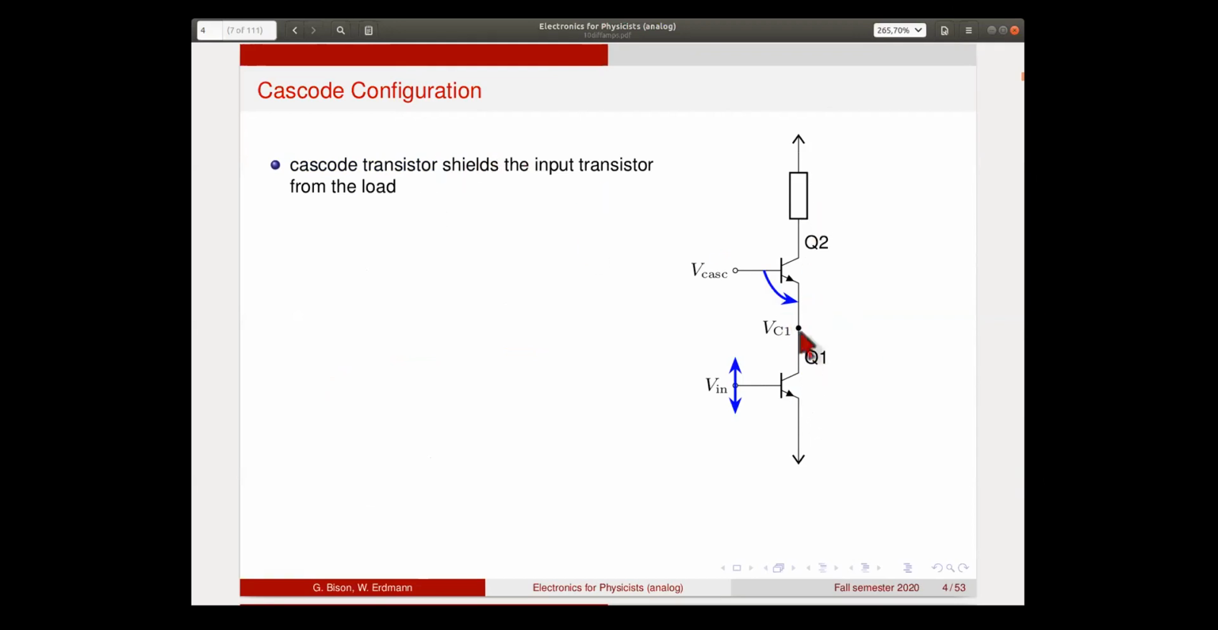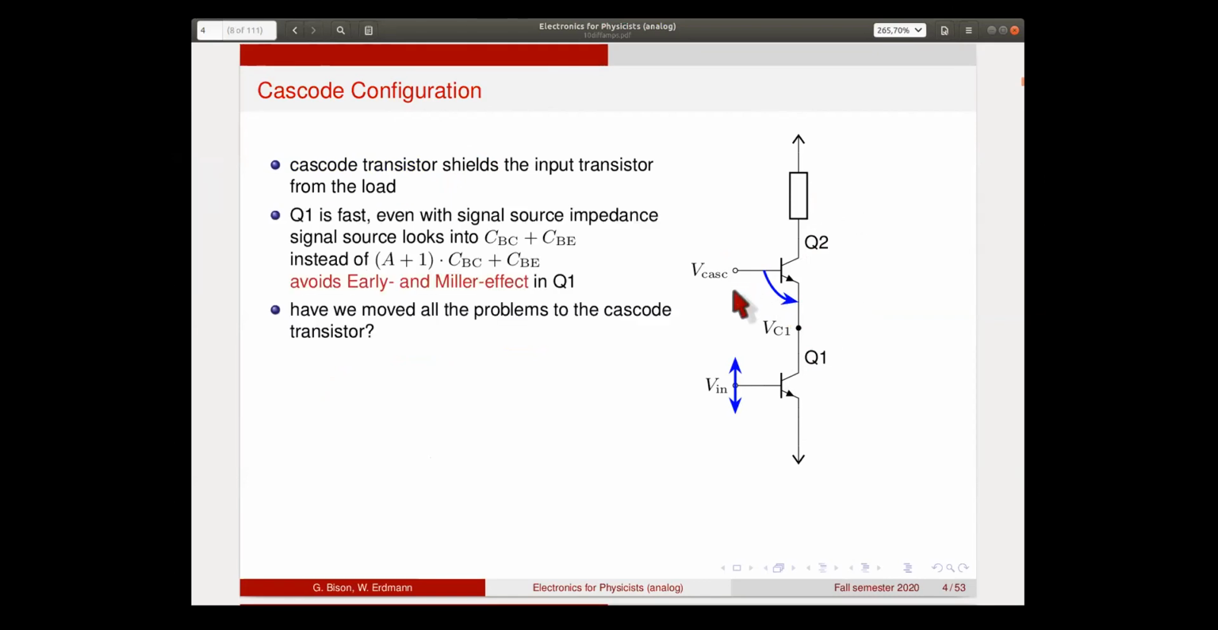So clearly, when we change the voltage here, the current here changes a lot, which makes this point move up and down. But you see very little effect on this node here. So for this transistor, it's a little bit like the load was not there at all. That means that this transistor is fast, even when we have a signal source with a significant impedance, because it only sees the linear capacitance, so the normal capacitance to the collector and to the emitter, but it does not see the early effect because this node doesn't move very much.